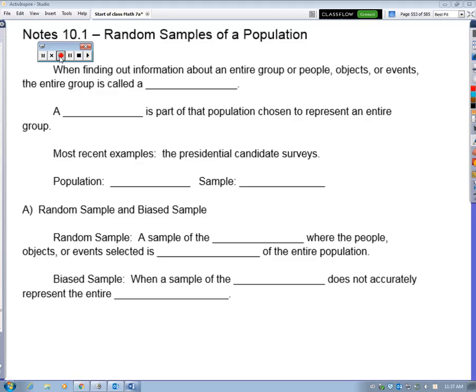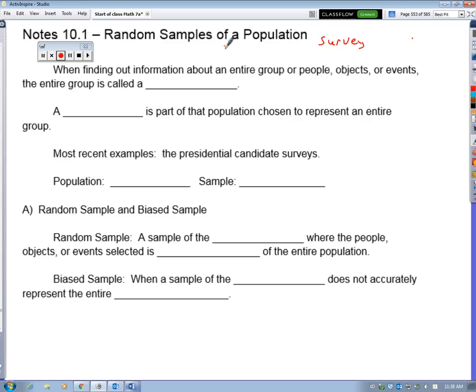Alright, my little math friends, here we are. We're moving into Chapter 10 now. Chapter 10 and 11 are going to be about data, collecting data. And the first thing we're going to look at is random samples of a population. This simply means something kind of like a survey. Like if you wanted to ask a question of people to see what they thought, then that would be what this chapter is about.